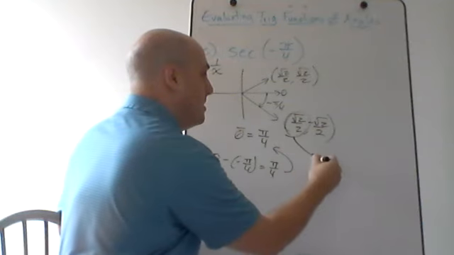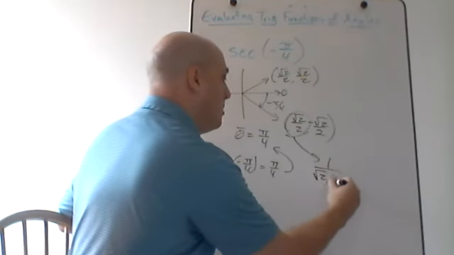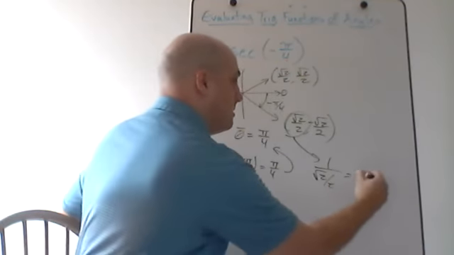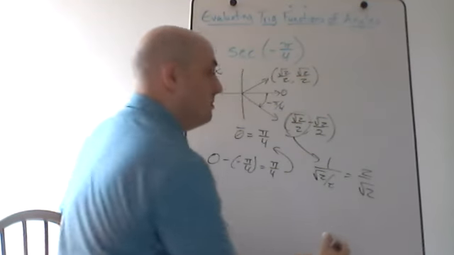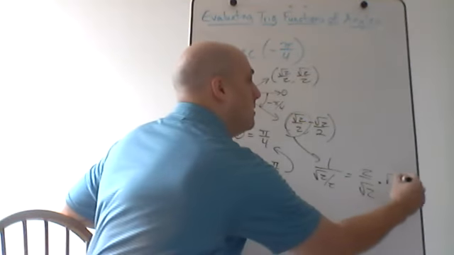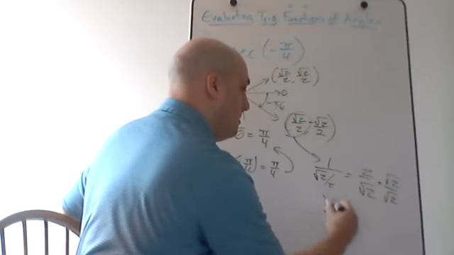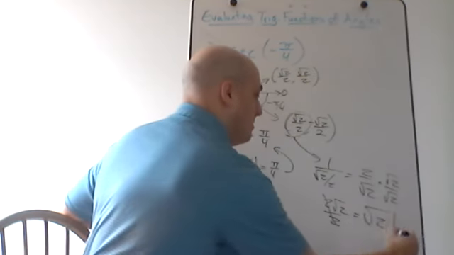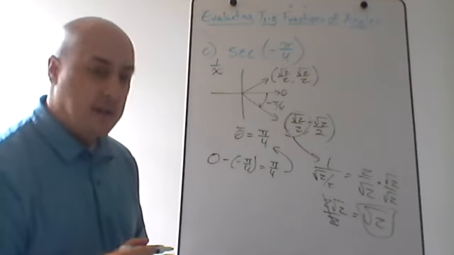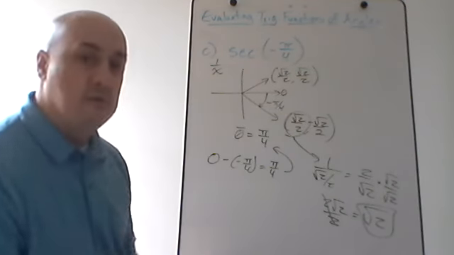Again, knowing those definitions. So it's 1 over root 2 over 2, which is the reciprocal of root 2 over 2, which is 2 over root 2, which if I rationalize that denominator, I get 2 root 2 over 2, which equals the square root of 2. All right, so secant of negative pi over 4 equals the square root of 2.